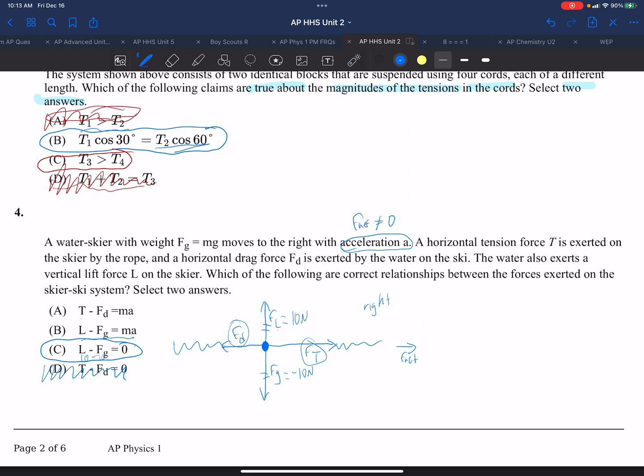And if we look at the first choice, the tension minus the drag force would be ma, producing the acceleration. Looks like that's the answer. Now, this choice here is an interesting one. L minus Fg does equal ma. It's just that the acceleration is 0. But we can see then that choices A and C are much stronger choices for us to land on.